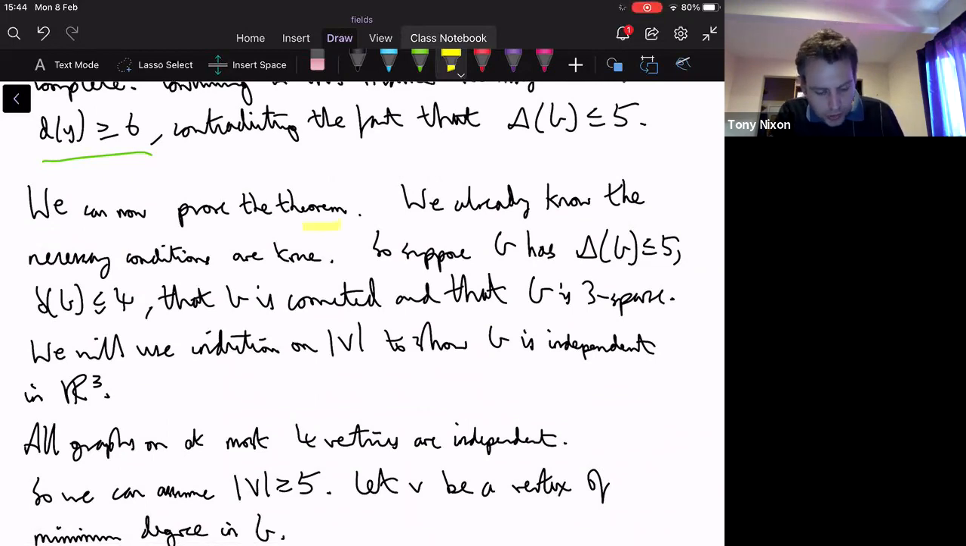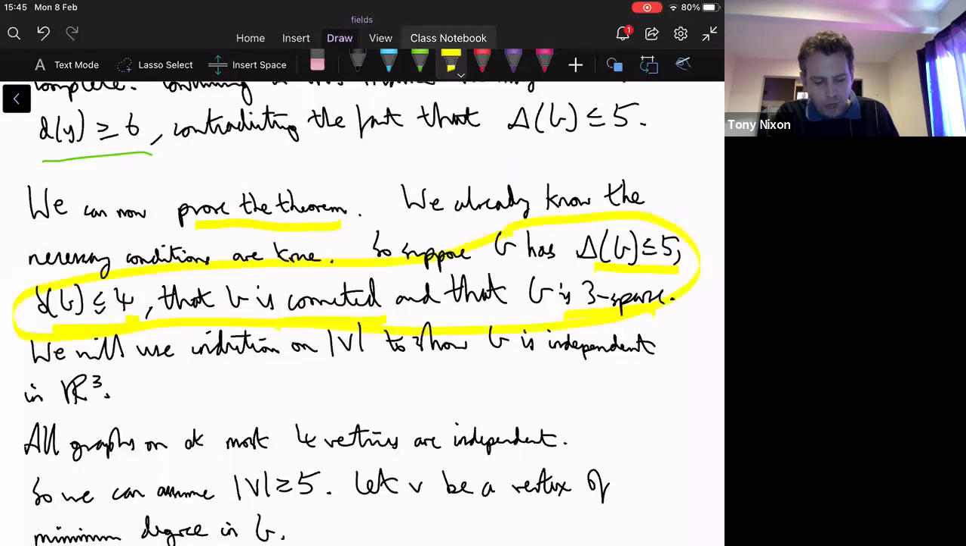So now I want to go through the proof of the theorem. We know that every independent graph is free sparse. So we take a free sparse graph. We know it has maximum degree 5, minimum degree 4, and it's connected. And obviously it's free sparse as well. So we have one of these graphs with all these conditions, and we want to show it's independent in 3 dimensions.